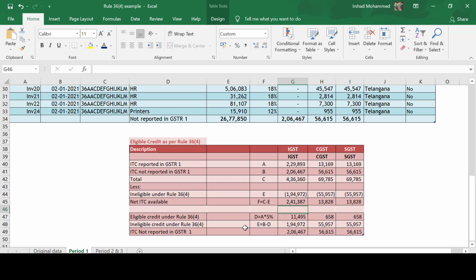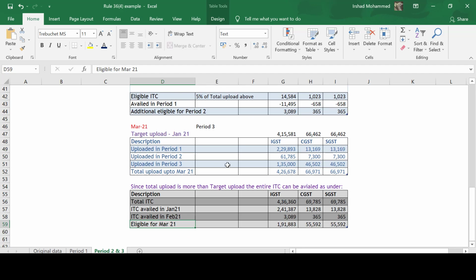So this ITC, which is highlighted in row number 45, shall be reported in GSTR form 3B, and the balance ineligible ITC, which is highlighted here in row number 48, shall be carried forward in the books for availing in the next periods. So this is how the ITC is computed under Rule 36(4) for period 1.